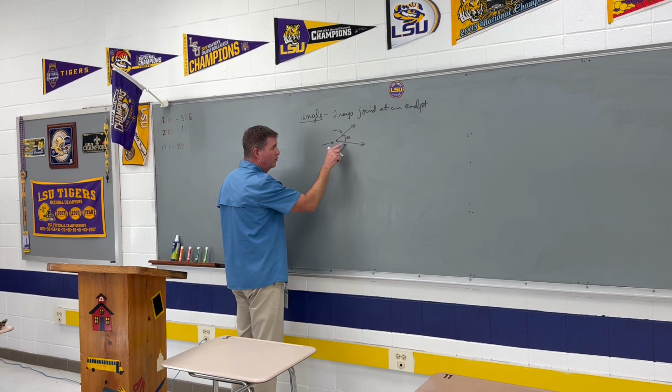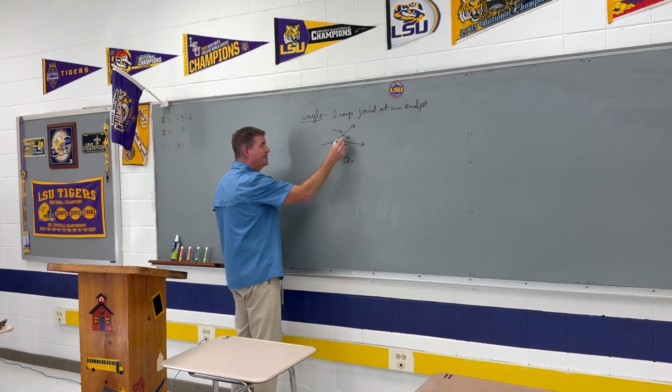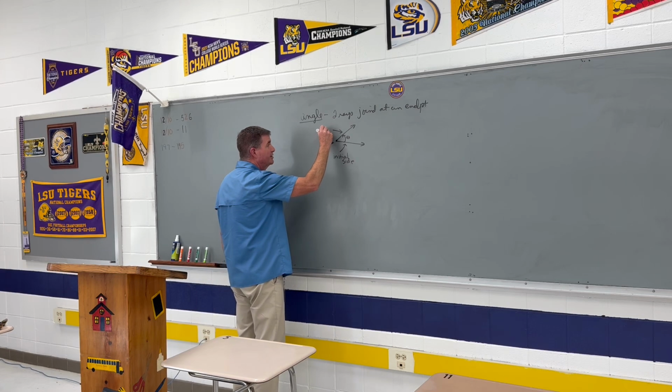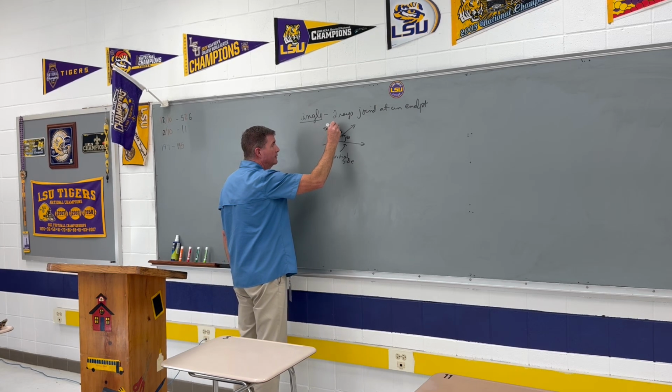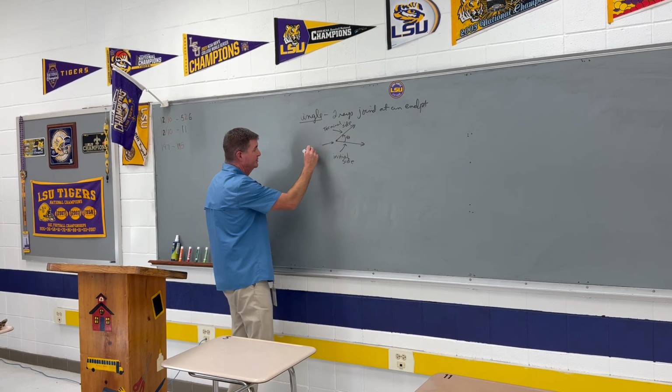We start where there's no arrow. We call that the initial side. And then we go to where the arrow is pointing. This is called the terminal side. And the point at which they're both joined is called a vertex.